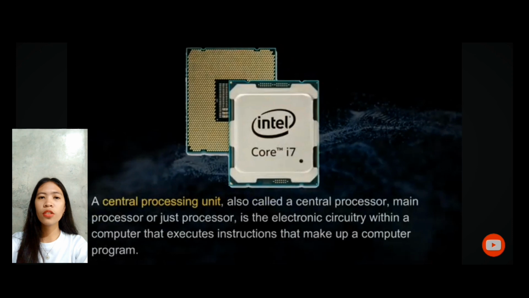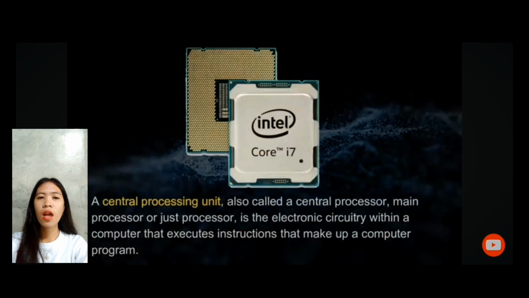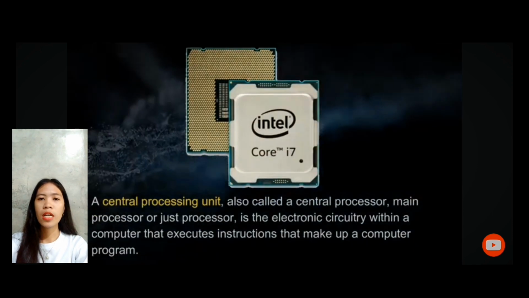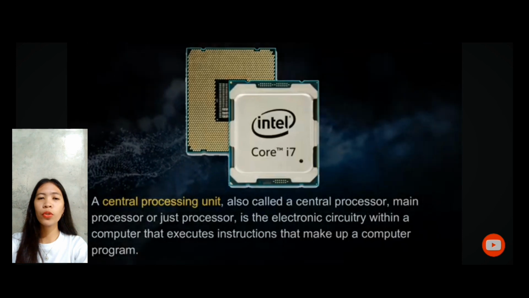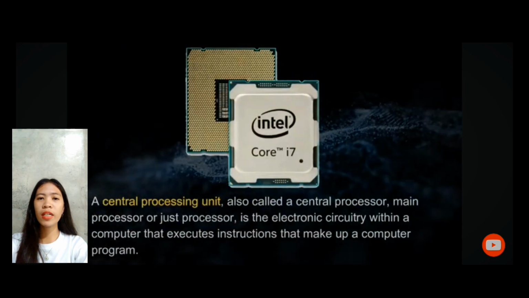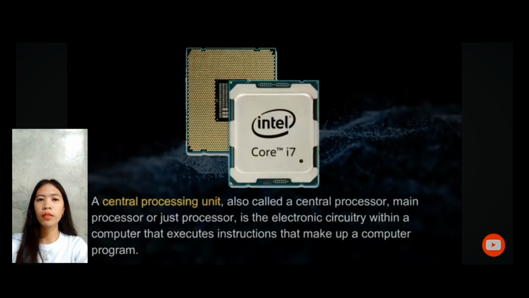A central processing unit, also called a central processor, main processor, or just processor, is the electronic circuitry within a computer that executes instructions that make up a computer program.